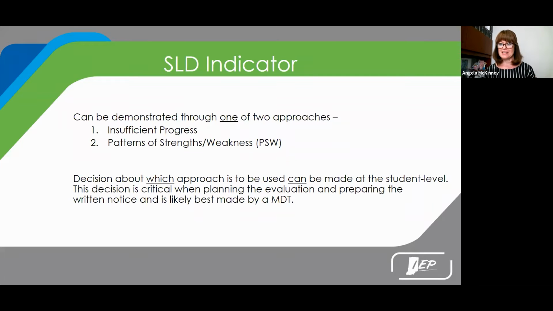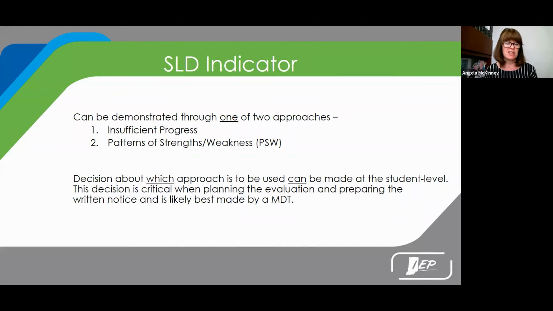Again, I know you all know what specific learning disability is. What I want to point out here is when you figure out which method or which indicator you're going to use for specific learning disability, there is nothing in state law that says a district, a school, or a psychologist has to pick one and stick with it. It can be made at the individual student level, because you may have kids on your caseload coming from a school that is doing a fabulous job with interventions and collecting data, and you think you can gather enough data using insufficient progress to establish that.